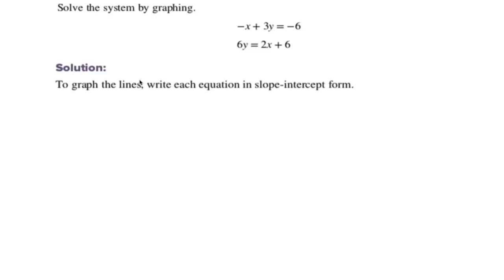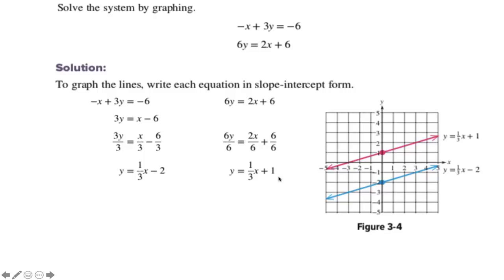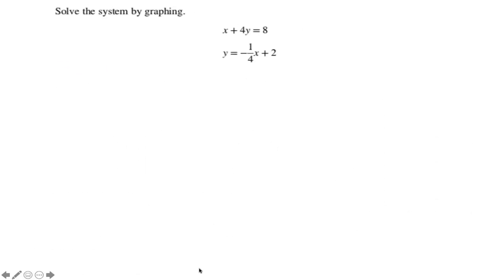Okay, here's another one. Again, let's put this in slope-intercept form. Solving for y gives me this on this side and also on this side. Please check over the math on the slide carefully, but we've done this before, so I'm going to skip through it. Notice that the slope is the same for both of these, but the y-intercepts are different. That means that these lines are parallel and there's no solution. So the solution is the empty set.